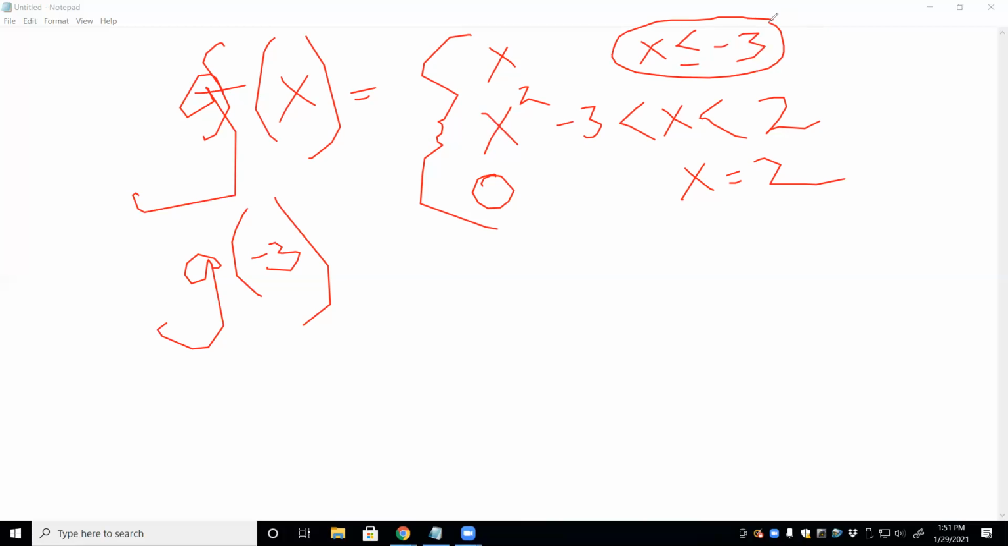-3 falls in this category, not in this category, not in this category. So you want to figure out where your number falls, which domain it is in. So it's in that top one, and when it's in that top one, it's equal to x. So that's equal to -3. We're just going to plug in whatever is in the parentheses into whatever the function is. That answers at least one half of it.